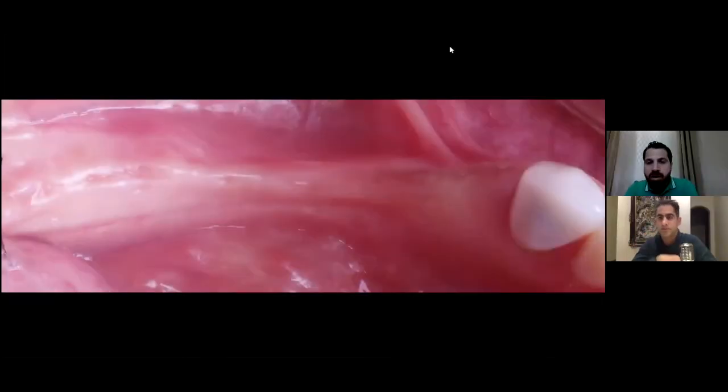So the first thing we did is to extract tooth number 7 and tooth number 8. Usually I do this extraction just to make my later surgeries easier, when I'm manipulating the soft tissue a little bit and closing over my bone grafting. So we did extraction of these two teeth, and we waited for soft tissue healing.